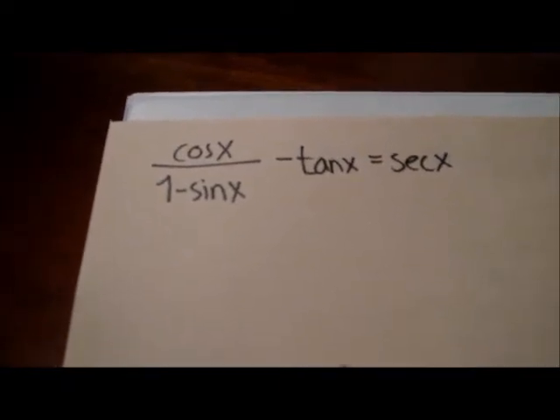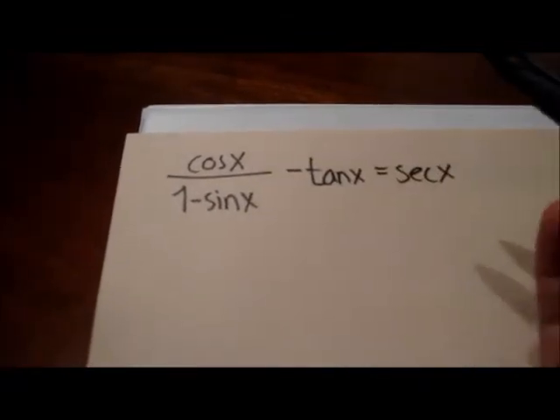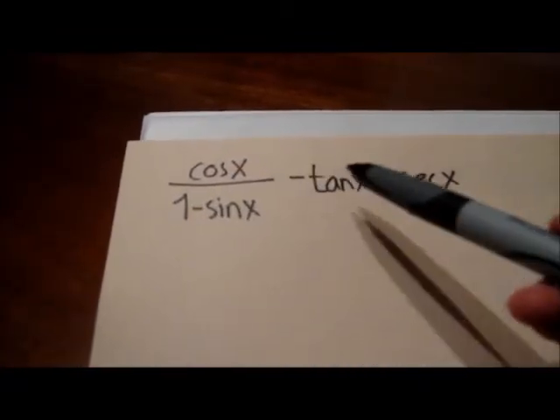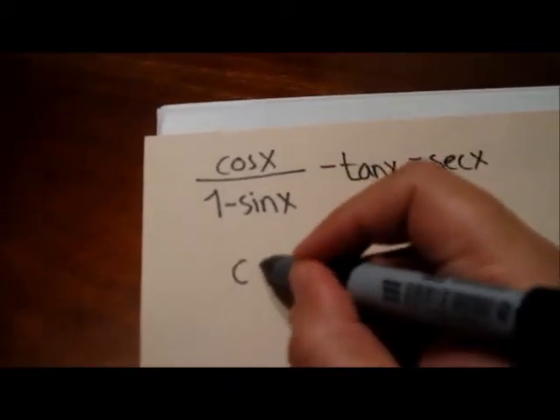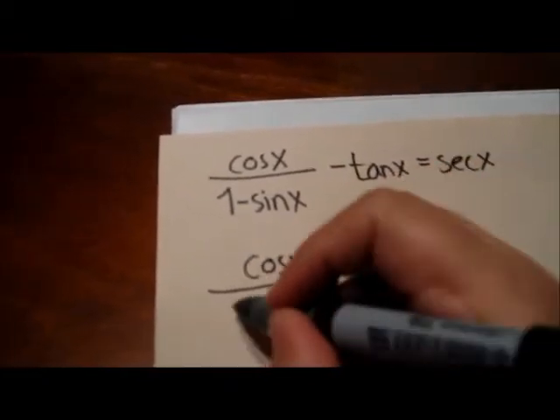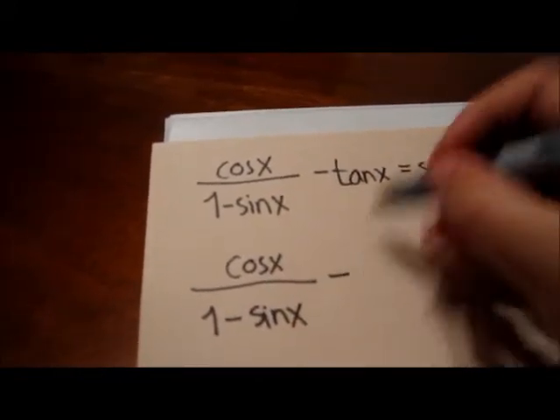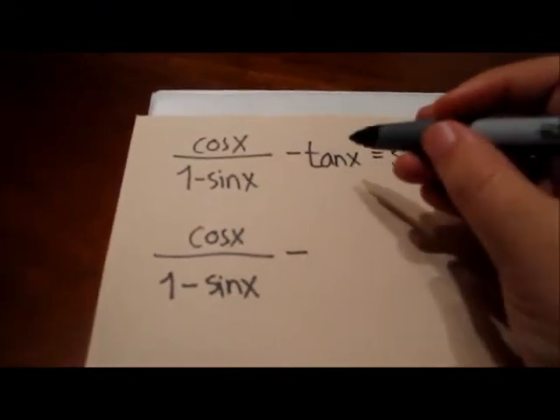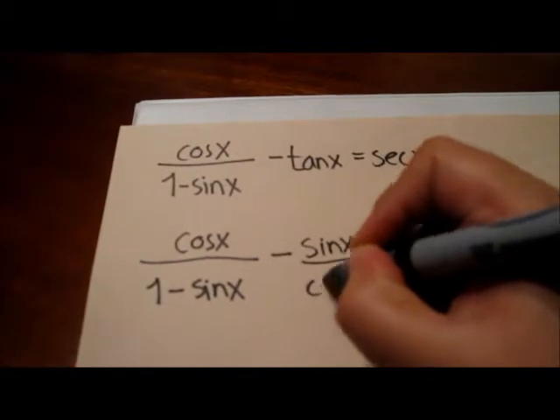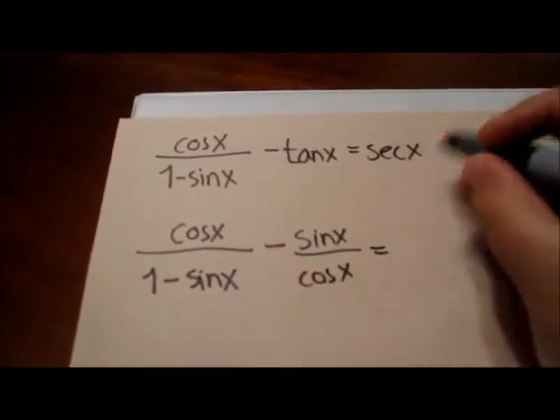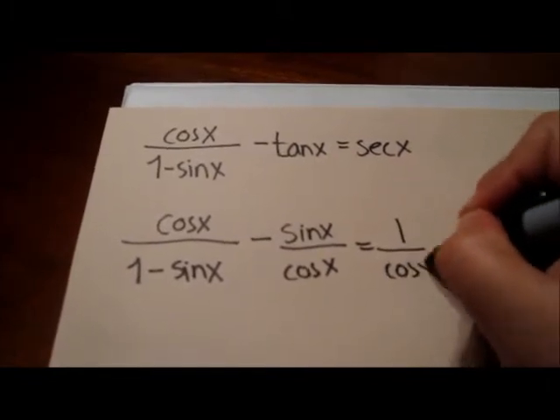Okay, now let's solve this one, that is from trigonometric identities. The first thing that we need to do is change everything to sine and cosine. So this one, I just need to write it again. Cosine divided by 1 minus sine of x, minus tangent. I know that tangent equals sine of x over cosine of x. And the secant equals 1 over cosine of x.